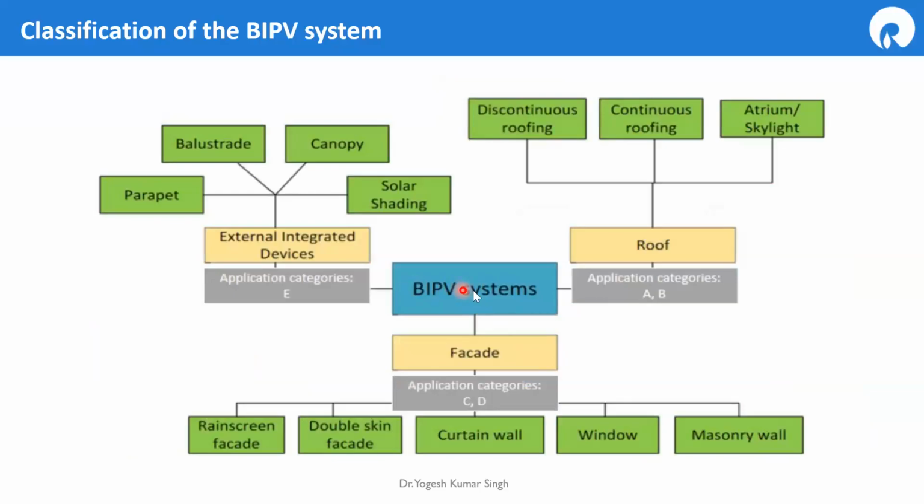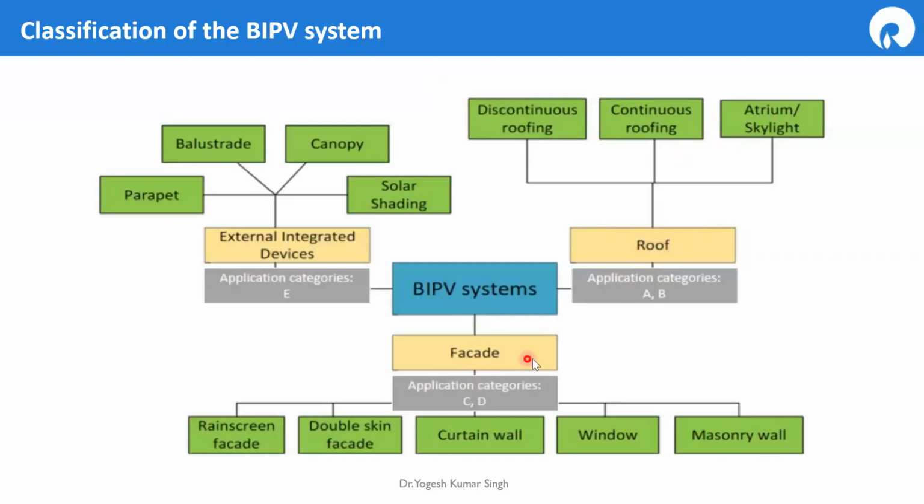If you're talking about the roof, there are different types of roof. So there is the discontinuous roofing. So this is the continuous roofing. Like that, you have used all the modules on the entire roof, or maybe you can use a skylight view. So this is the first example.